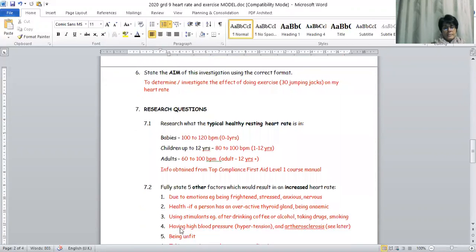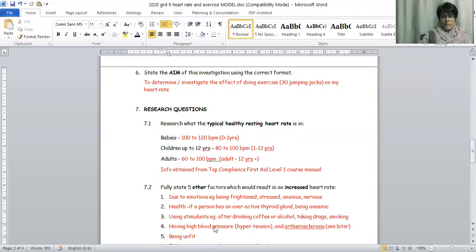All right, then I ask you to research other factors, so not exercise. State other factors which would result in an increased heart rate. It could be due to various emotions, like being frightened, stressed, anxious, nervous, excited. Your health: if a person has an overactive thyroid gland, or if you're anemic, if you don't have enough hemoglobin in your red blood cells, that can cause a higher than normal heart rate as well.